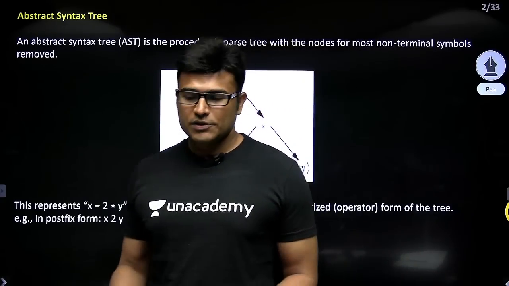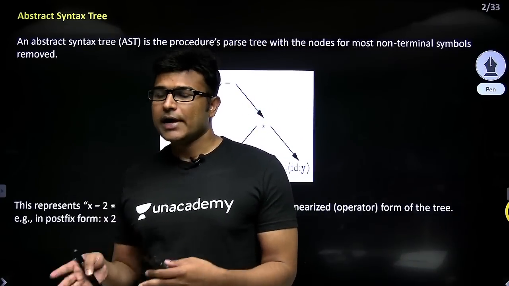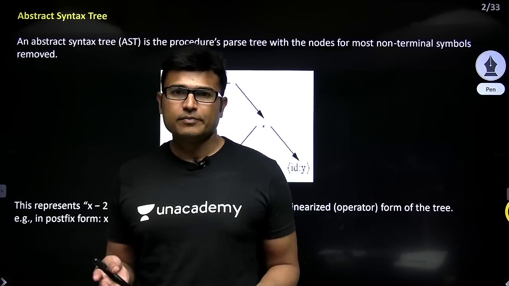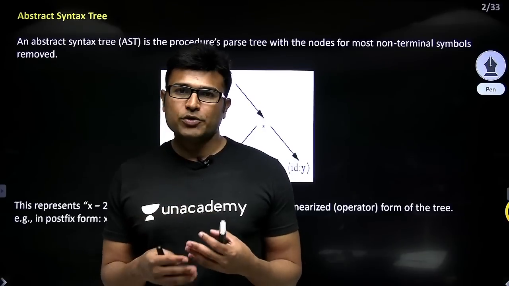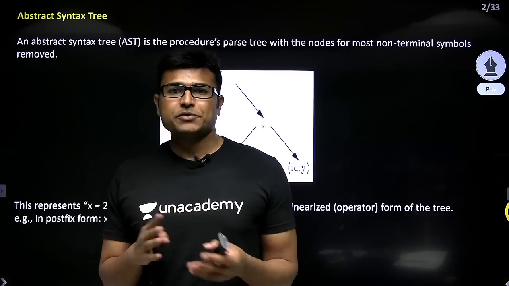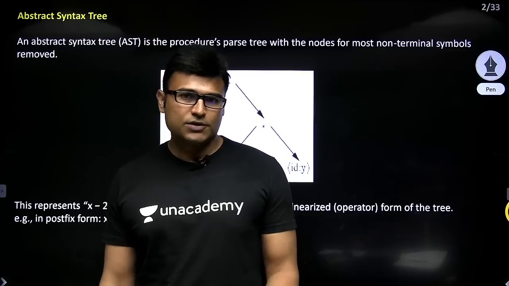The main difference between abstract syntax tree and a DAG: both are the same. The only difference is whenever a node is already computed, DAG will use it, abstract syntax tree will not use it. That is the only difference.